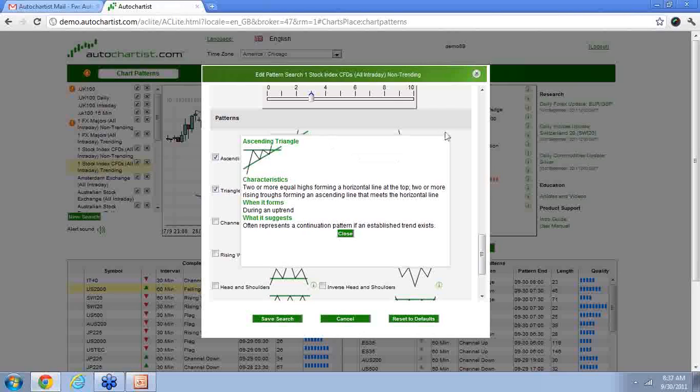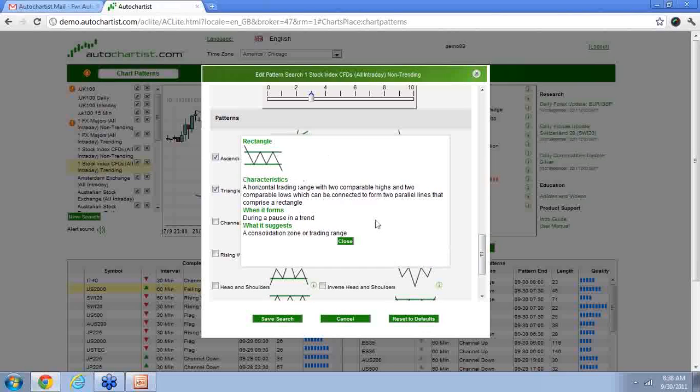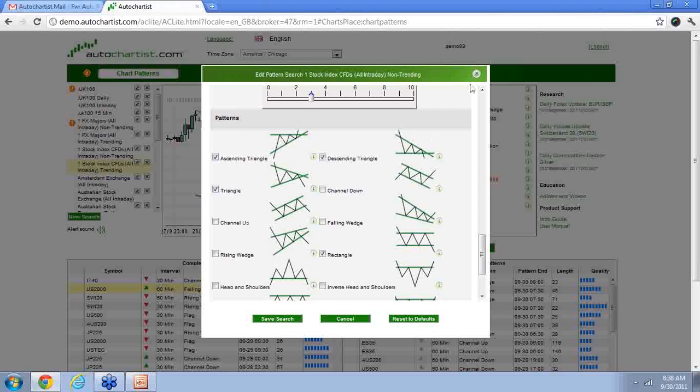Now, if you ever have a question as to what you're looking at, you can always click on that I button, and it will tell you the characteristics, when it forms, and what it suggests. Okay, so you always have that opportunity to go through there and select that, and you'll get this information. All right, so we'll switch back to live.